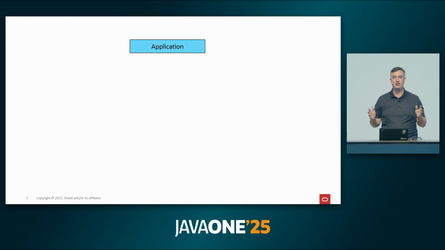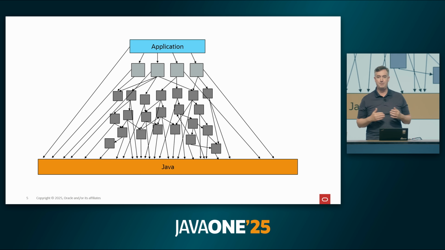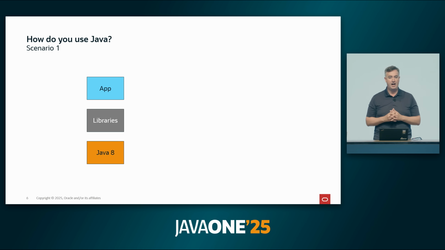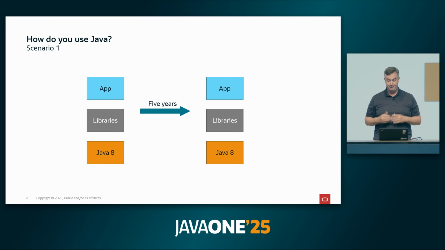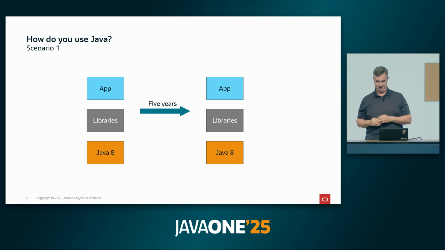Let's start with your application. You might think of it as having, say, 4 dependencies, but each of those has dependencies of their own, and of course, everything ultimately depends on the Java runtime. Some people are running on Java 8 today, and 5 years from now will be still running on Java 8. There's nothing special about 5 years, it's just meant to be a medium-term horizon for how Java is used in production. Please raise your hand if this is you. Some hands.